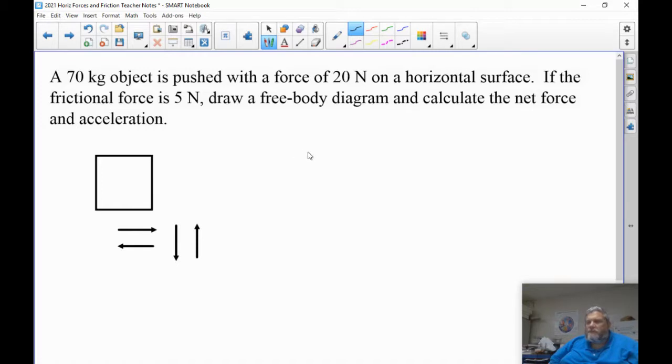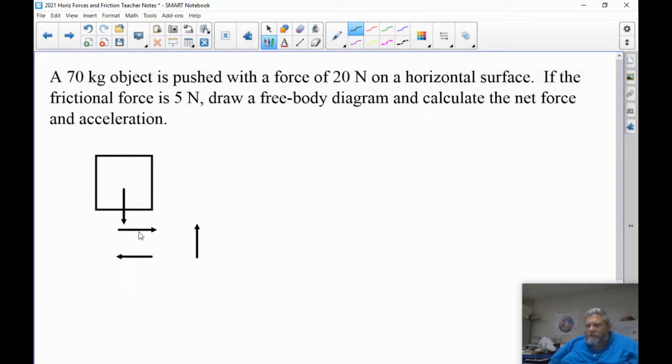We have first just a couple of examples of using net force. A 70-kilogram object is pushed with a force of 20 newtons on a horizontal surface. If the friction force is 5 newtons, draw a free body diagram and calculate the net force and the acceleration. Since it's a 70-kilogram object, of course, we're going to deal with the weight.